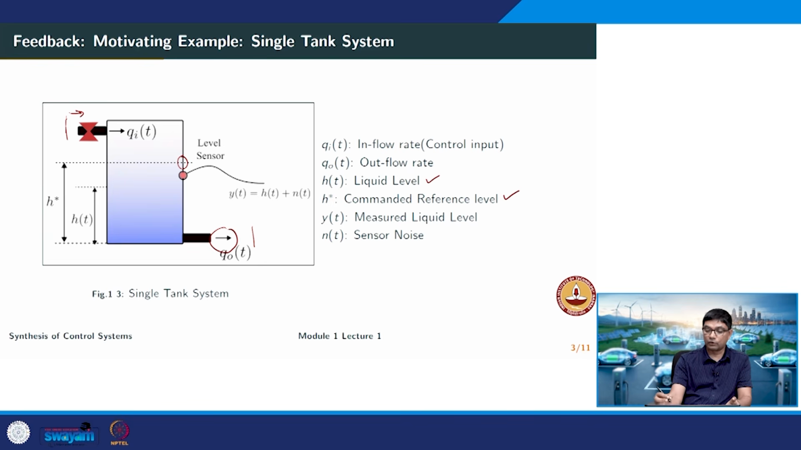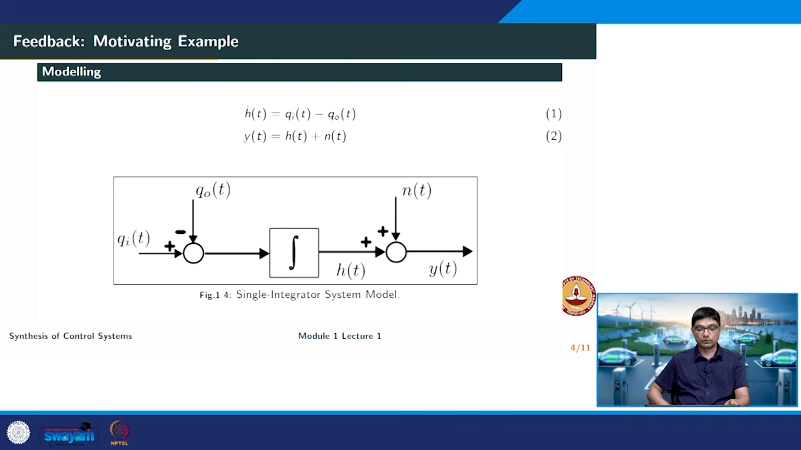What do I know? I know I can measure how much is the height. If I am filling a bucket, my eyes can see how much the level is filling up. If not, I can maybe put up a sensor to see how much is the height. So I have the measured liquid level and maybe sometimes the measurements might be accompanied by some sensor noise, but for our purposes we can assume that there is no sensor noise.